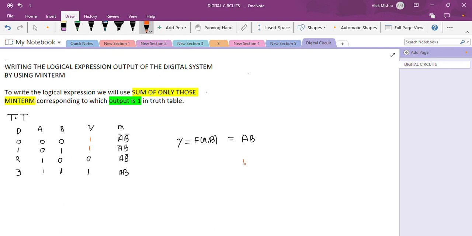Completely. You have three outputs which are high: A bar B bar plus A bar B plus AB. And if I'm talking about all the minterms in that case, the representation form of minterm will be like this. What all the minterms? 0, 1 and 3, right?